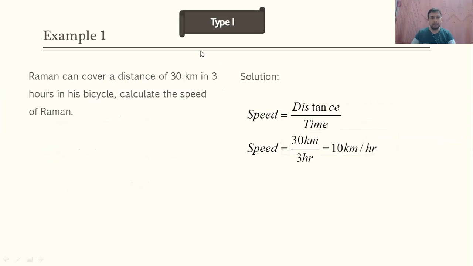Let us see some simple examples. First example: Raman can cover a distance of 30 km in 3 hours on his bicycle. Calculate the speed. So what is speed? Speed is equal to distance upon time, right? So speed is equal to distance, 30 km, upon time, 3 hours. So 10 km per hour will be the speed. Okay, so these are the simple formula based examples. We will see them quickly.